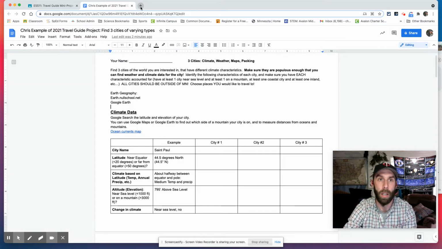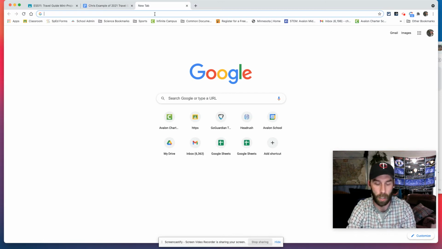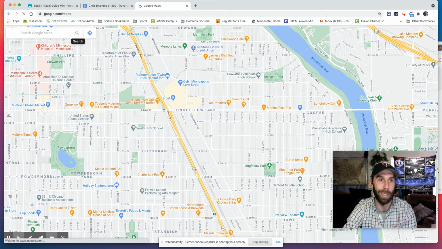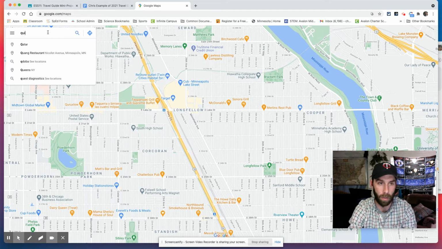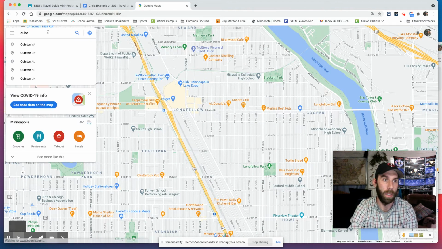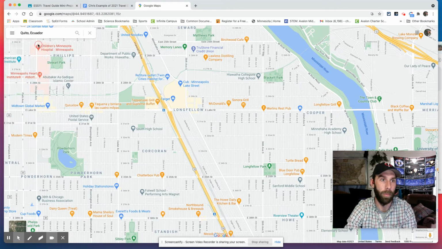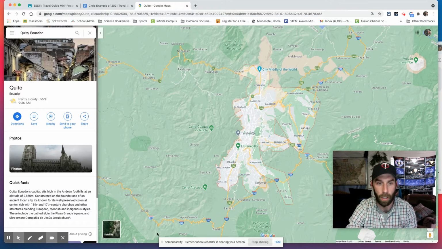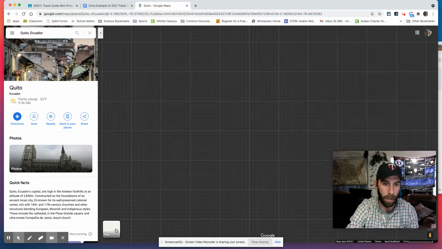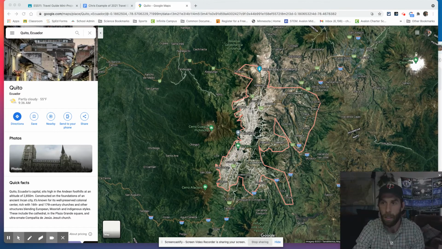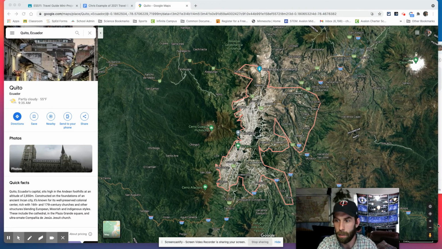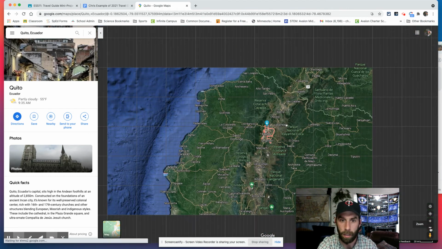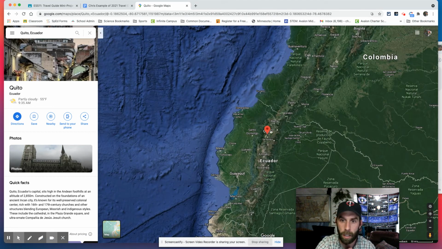Okay, so let's go for city number one. Let's go to maps.google.com. I'm just going to look up a city. I'll use one of the ones I suggested: Quito, Ecuador. Let's just take a look at Quito. I'm going to zoom out a little bit, and I'm going to grab satellite. All right, so there is Quito.